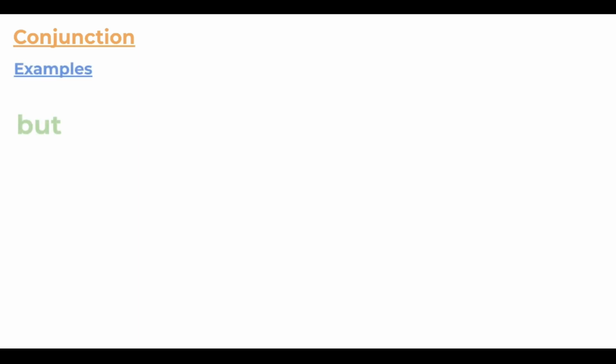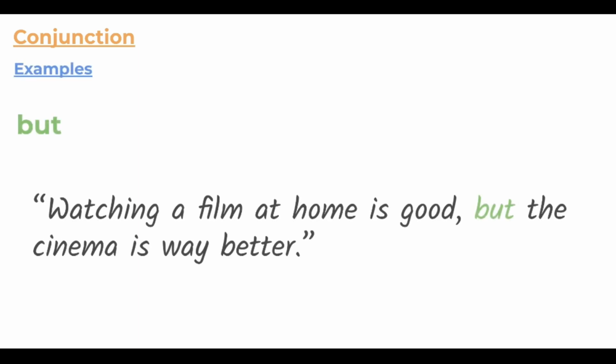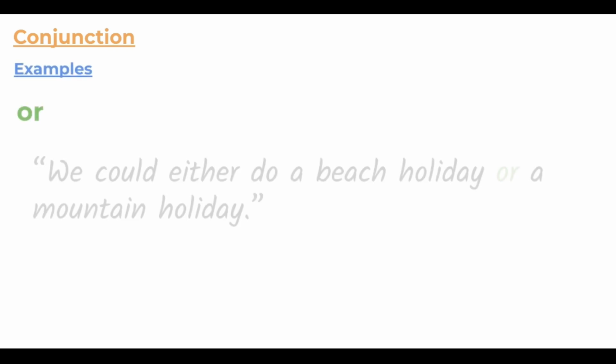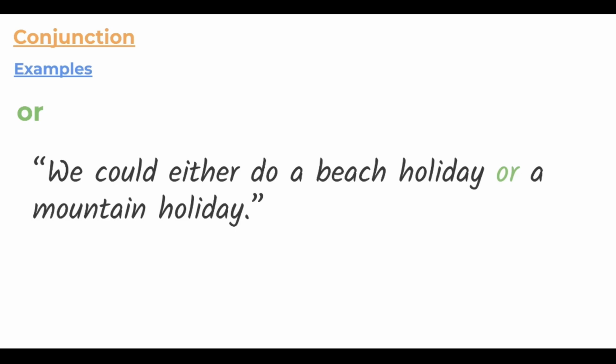Okay, another one you can probably guess, but is a good example of a conjunction. Watching a film at home is good, but the cinema is way better. So words that connect two ideas, two clauses, two sentences together. Can you think of the next one? It's or. We could either do a beach holiday or a mountain holiday. There we go. So that's another example of these connecting words. They're like the glue to bring everything together, different sentences, different ideas.